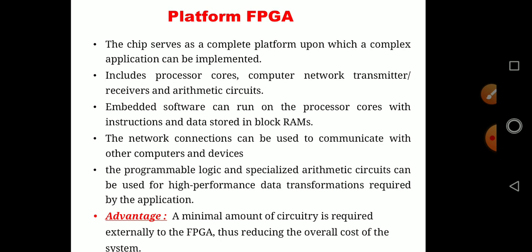As I already mentioned, it acts as a platform. The name represents that it acts as a platform for complex devices which are embedded on the same chip. So the advantage is that the amount of circuitry required externally to the FPGA is reduced. Externally to the FPGA, no extra circuitry is required, as the processors, RAM and all the arithmetic circuits whatever they require are already on the platform. Hence only a minimal amount of circuitry is required externally, which reduces the overall system cost. You can also say the NRE cost is reduced here.